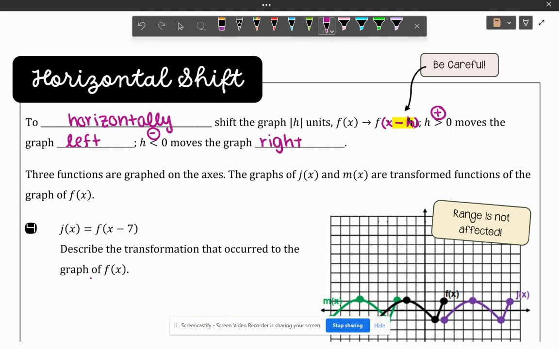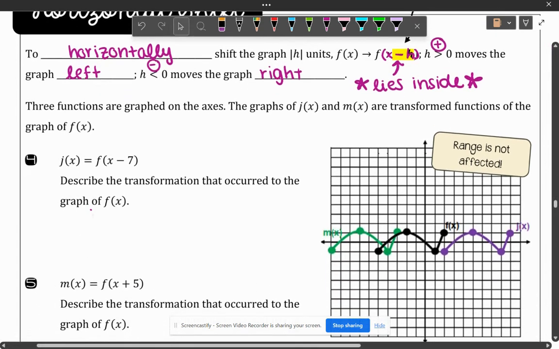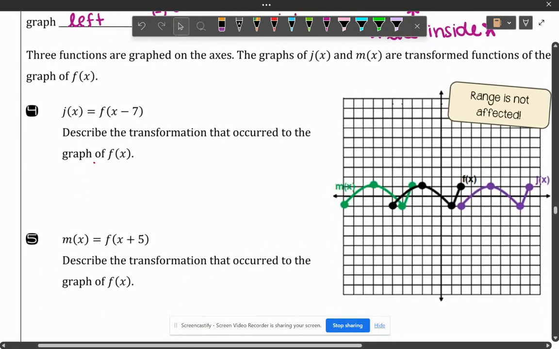And you might be like, Miss Pierce, I think you made a mistake, but I did not. Okay, you might remember from Algebra 1 that we use this little trick that it lies inside the parentheses, and we'll kind of dive into that more in just a second. Okay, but that's a nice trick to remember.